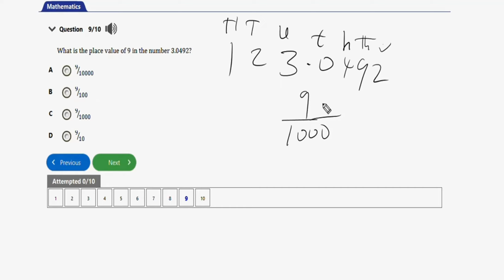Had it even been 4, this would have been at the 100 there. This would have been 4 over 100 for 4. And if it was 2, it would have been 2 over 10,000. Alright, in that order. So the right option for this question is option C. So that's it for that question. Let's wipe this and look at the last question before we end this video.